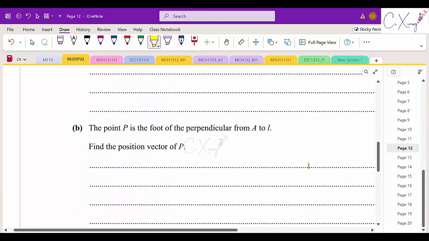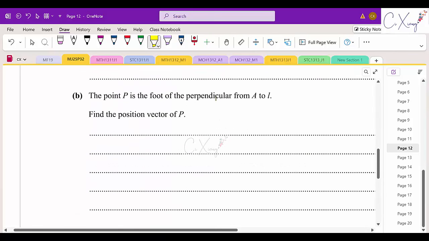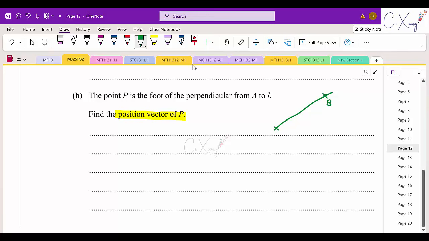Then let's continue further. The point P is the foot of the perpendicular from A to L. Find the position vector of P. Let's have a look at the line again. I have line BC, and the point A. If I draw a line perpendicular from A to the line L, this is what we call the foot of perpendicular, and this is basically the point P. Now they want us to find the position vector of point P.